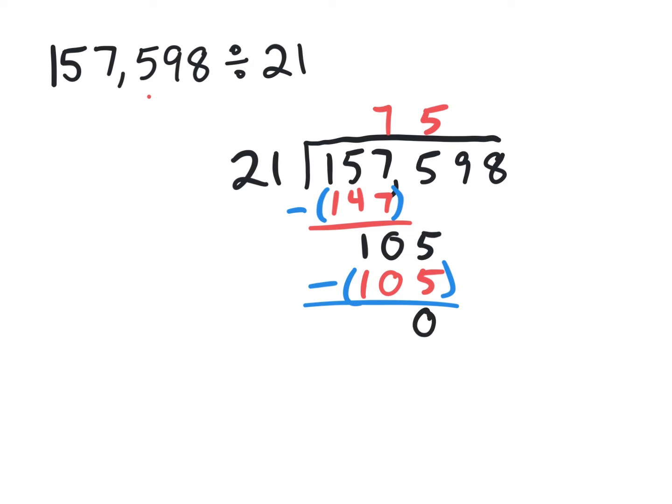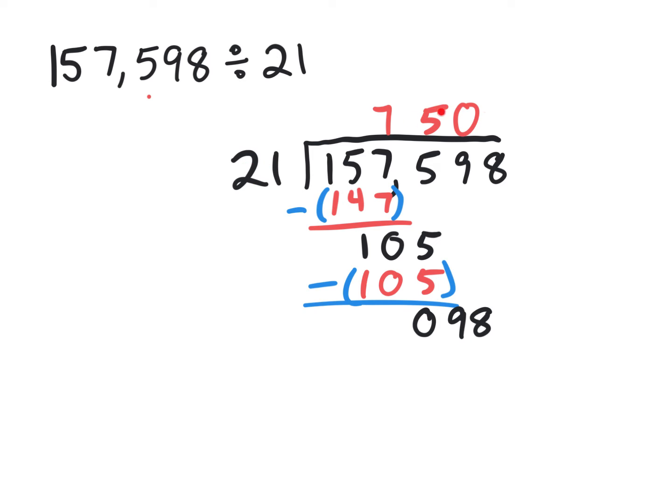So there's nothing left. And of course, what do we do next? We bring down this 9. Just bring it right down. It's going to be a 9 right here. And of course, how many times will 21 go into the number 9? It won't go in, it goes in 0 times, so let's put a 0 up here. And let's finally bring down that 8. We're going to take this 8 and bring it down. That'll be a 98.